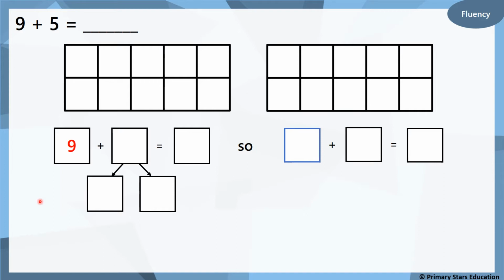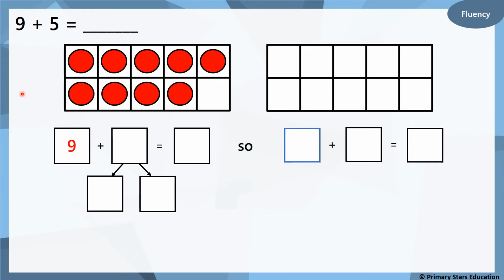Let me turn my laser pointer on. There we go. I've got my 9 here. So I need to put on 9 red counters onto my tens frame. What do I need to do next? Exactly. I need to write my 5 into my box, and then I need to put on 5 more counters. Should I put on 5 extra red counters? Why not? Exactly, I want to put on 5 yellow counters so that I can see the difference between the two numbers.